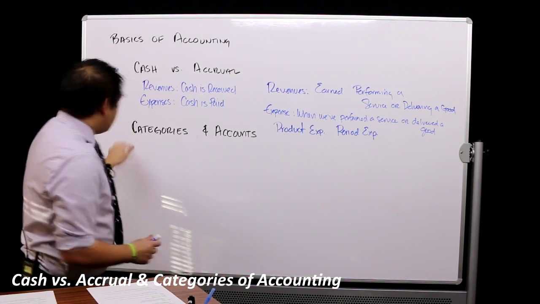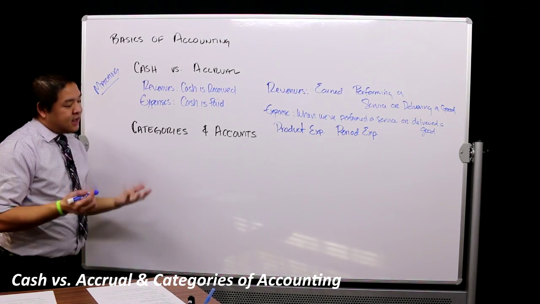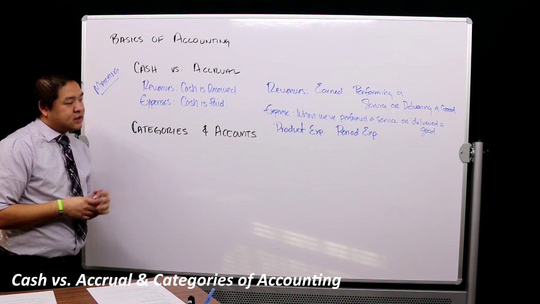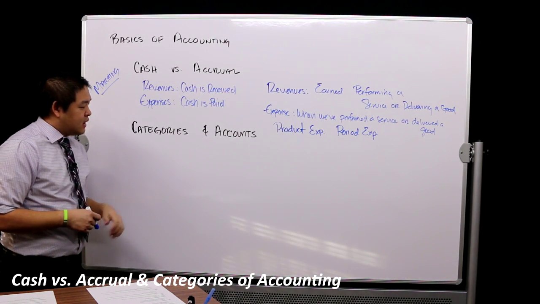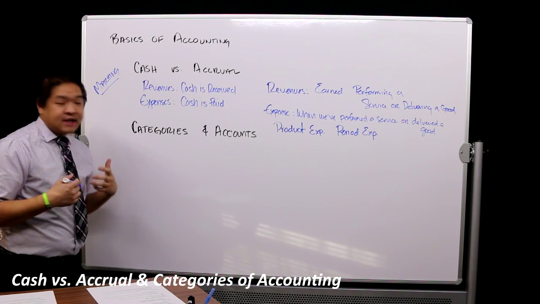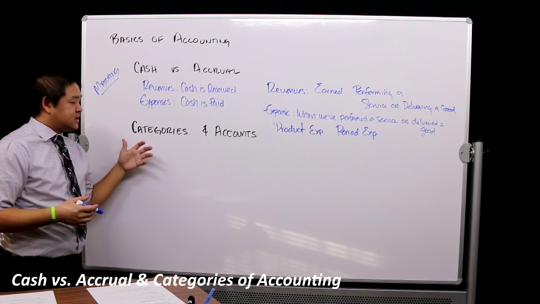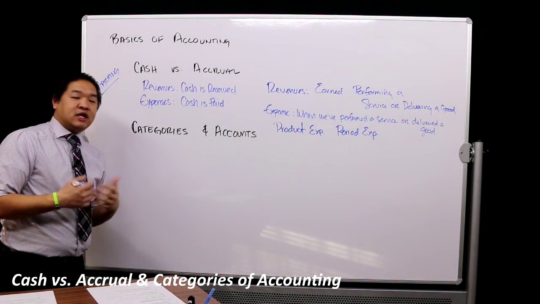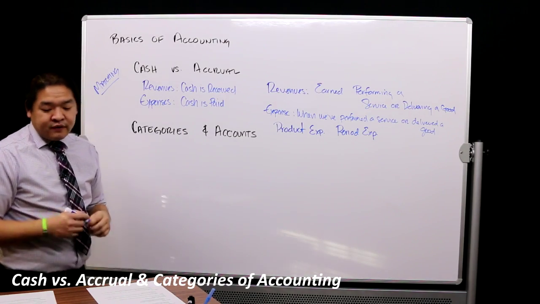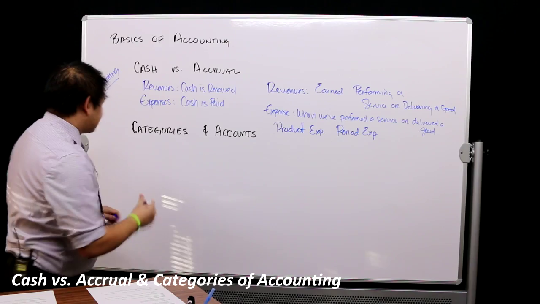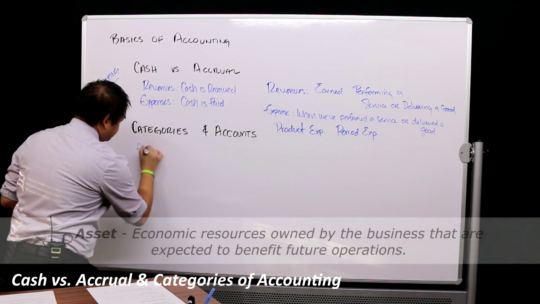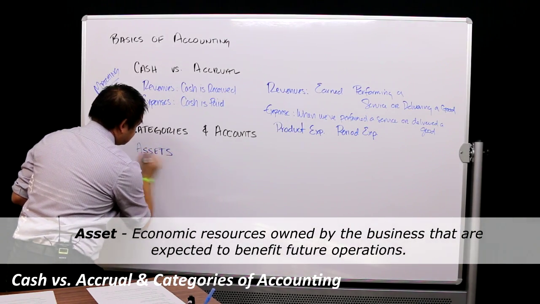All right, so categories and accounts, and this kind of gets us into kind of the bulkiness of what we learned in financial accounting as well as the bulkiness of accounting itself. The way that I teach it here is we have these categories, and within each category we have accounts. And so we've got 6 categories that we're going to learn today. The first one we're going to learn today is assets.